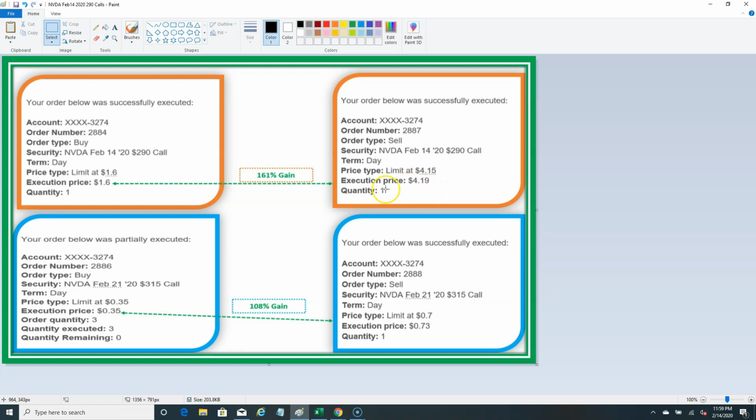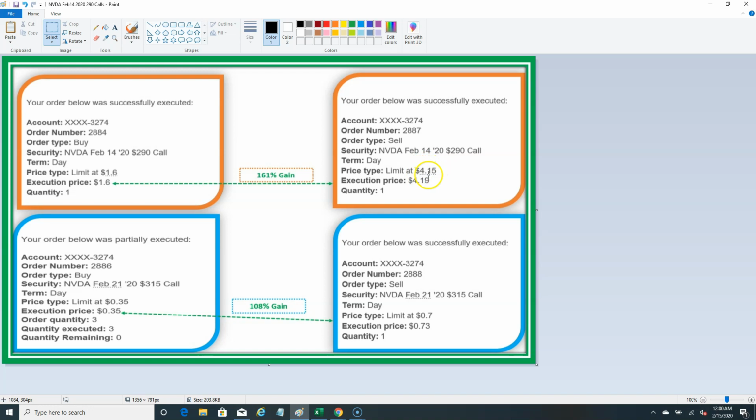Look at this here. We are selling this one contract that we took for $1.60 at $4.19. And notice that, for me, I was really just excited at the idea of securing those profits.